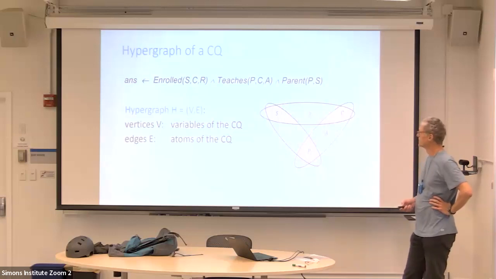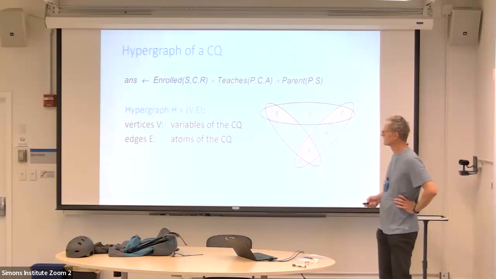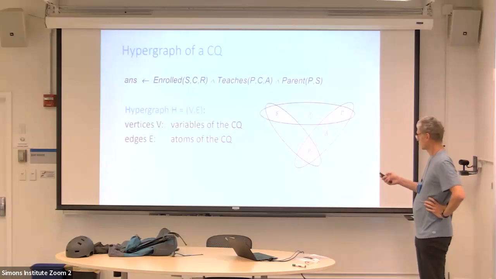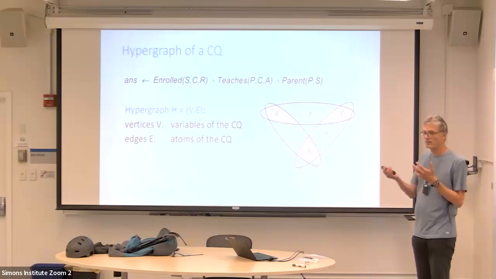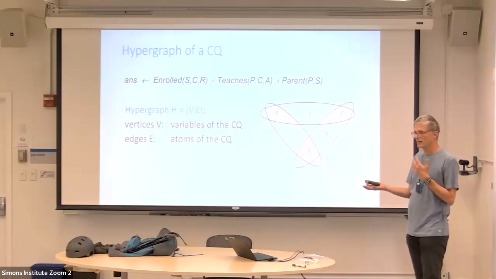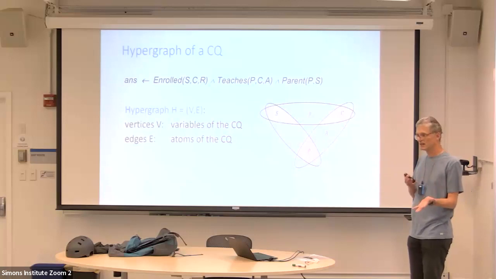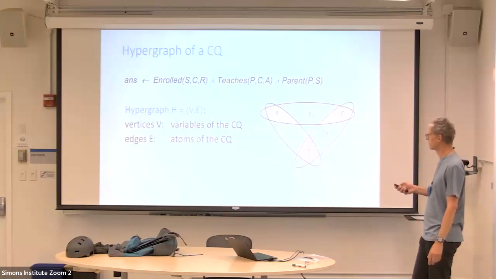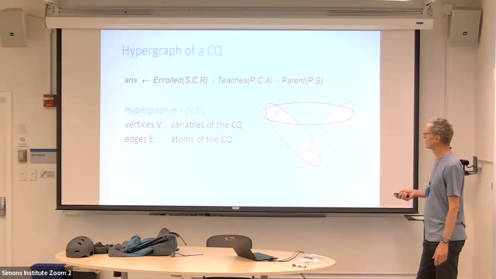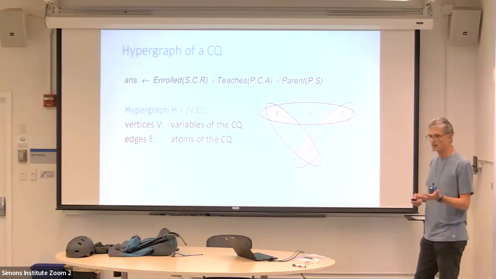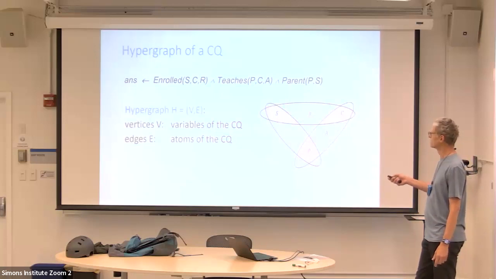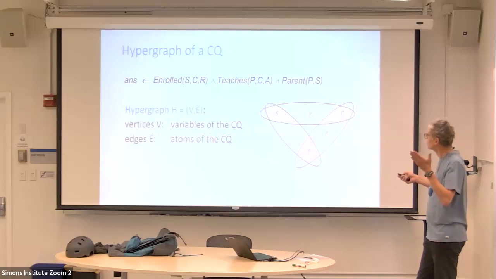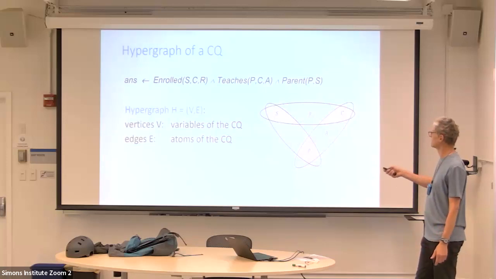So for a conjunctive query, the one that we saw before, here again is the corresponding hypergraph. A hypergraph is defined by giving a set of vertices and a set of edges. The vertices of the hypergraph correspond to the variables in the query, and the edges are in one-to-one correspondence to the atoms in the query. So for example, this atom corresponds to the edge which consists of the variables, if you wish, S, R, and C, and so on.